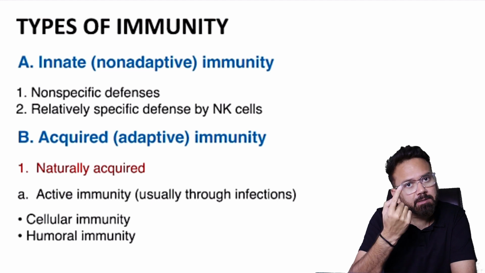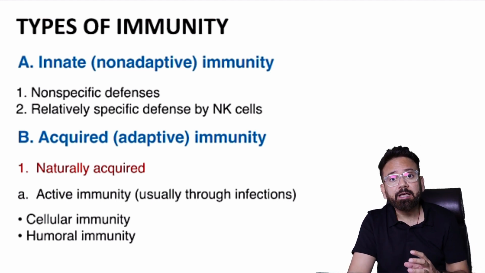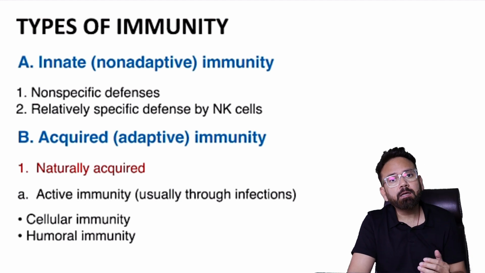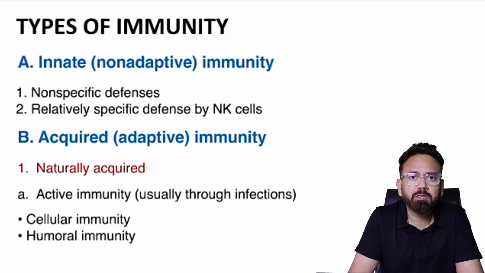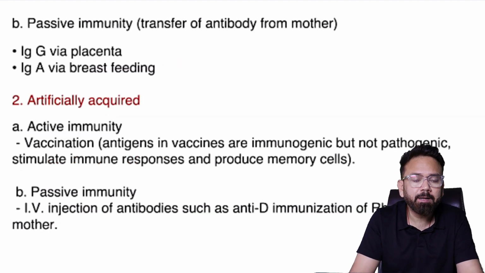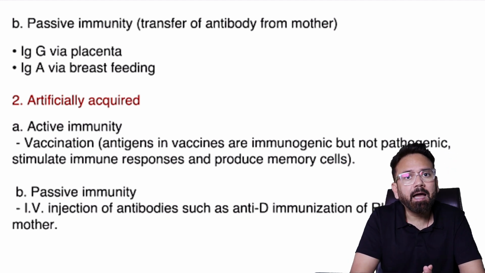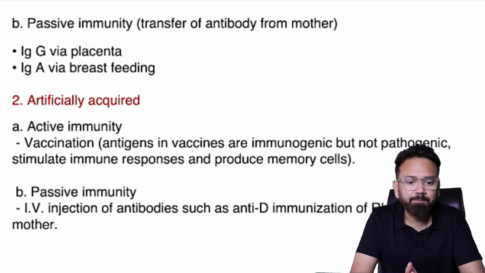And the second variety is acquired immunity or adaptive immunity, in which there can be naturally acquired, like active immunity. They are usually acquired through infection. After getting infection, we can have cellular immunity or humoral immunity, or in passive immunity, transfer of antibody from mother happens. IgG via placenta and IgA via breastfeeding.